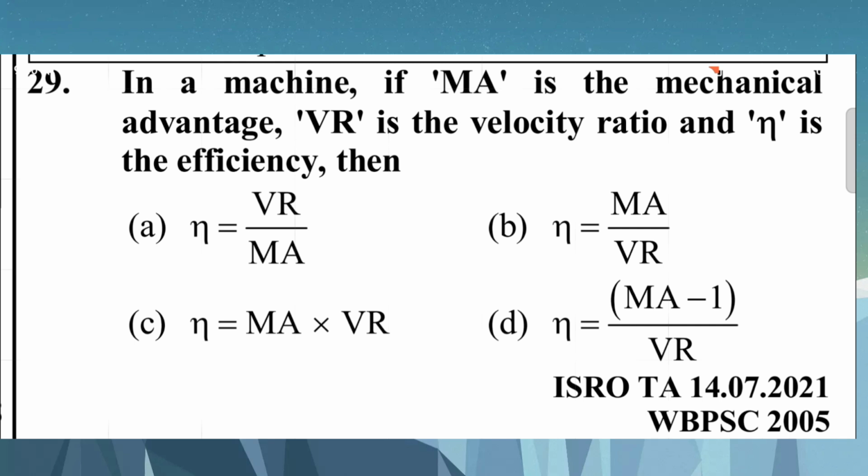Question number 29. In a machine, if mechanical advantage is MA and the velocity ratio VR, and the efficiency eta equal to, then eta equal to: A, efficiency equal to velocity ratio by mechanical advantage. B, efficiency equal to mechanical advantage by velocity ratio. C, efficiency equal to mechanical advantage into velocity ratio. D, mechanical advantage minus 1 by velocity ratio. B, efficiency equal to mechanical advantage by velocity ratio. For actual machine, this is less than 1.